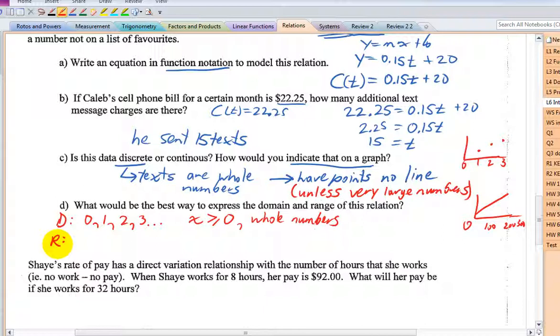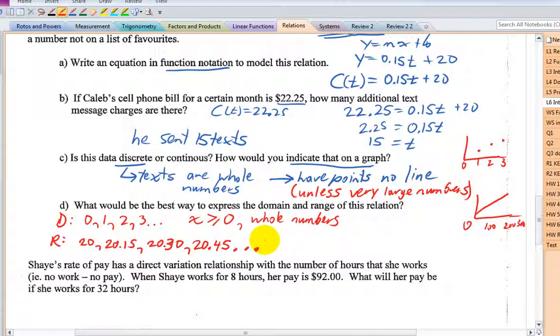Have a look at the graph. Or there's no graph, have a look at the equation. If you make 0 text messages, how much do you have to pay? $20. It's a little bit different, isn't it? So your lowest value for your range is 20. What if you send 1 text message? $20.15. 2 text messages? $20.30. 3 text messages? $20.45. Dot, dot, dot. Okay.